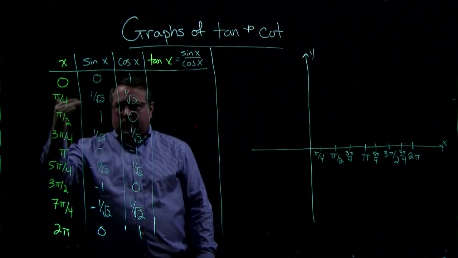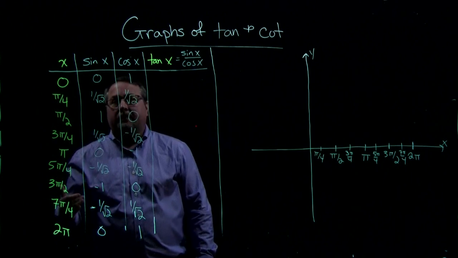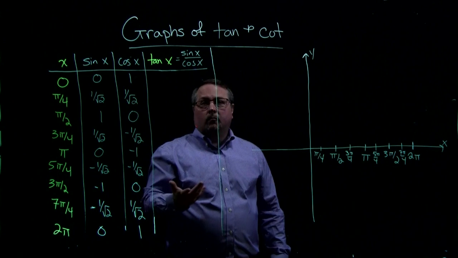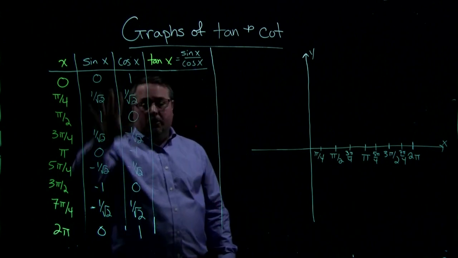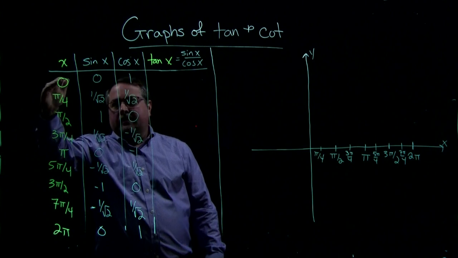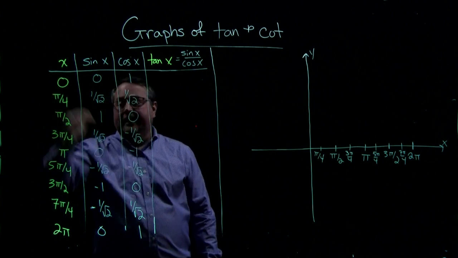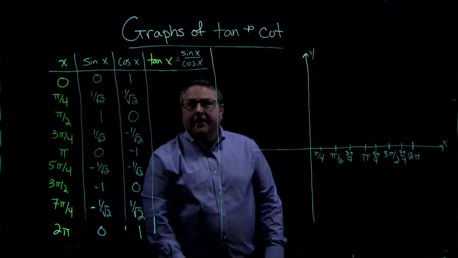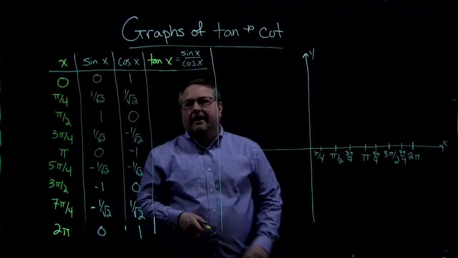We're going to look at some of our common angles that we know the trig values of. We're going to find, in this case, the tangent values, reminding ourselves that tangent is sine over cosine. So here I've done values of x, angles ranging from 0 to 2 pi in increments of pi over 4. Wrote down the sine and cosine values. And then if we take sine over cosine, we get tangent.